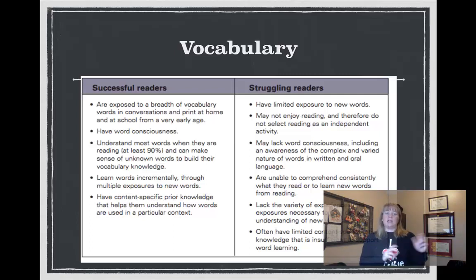And they can really connect those words to their prior knowledge, okay? So how does it come into context with what they're reading about now? What have they read about in the past that included that vocabulary term?